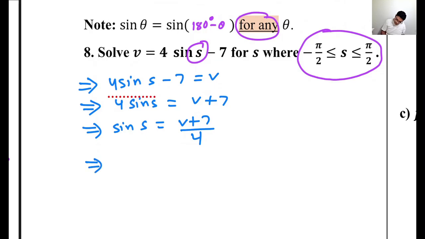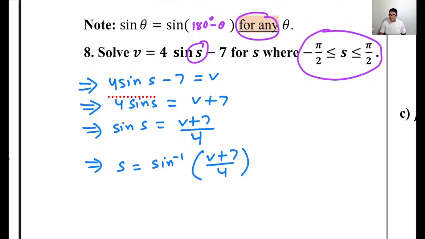And you can say s will be sine inverse of v plus 7 over 4. Okay. That will be the value. Now what exactly will be the value of s depends on the value of v. Okay, but that's how you can write the equation.